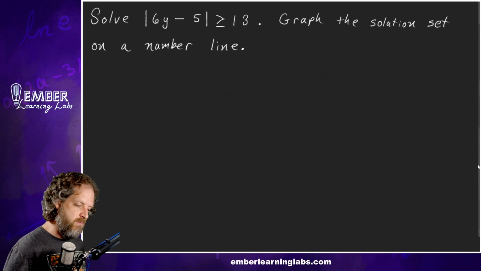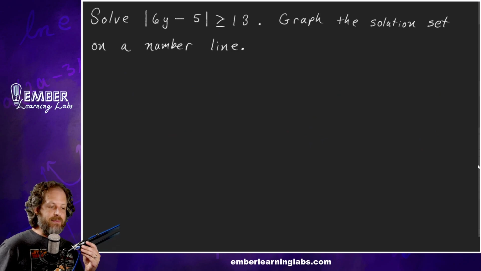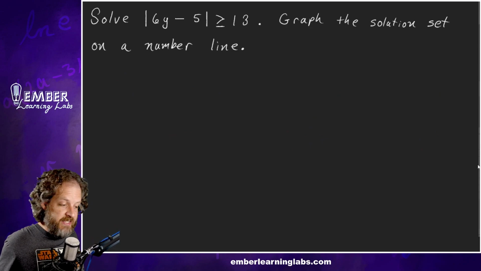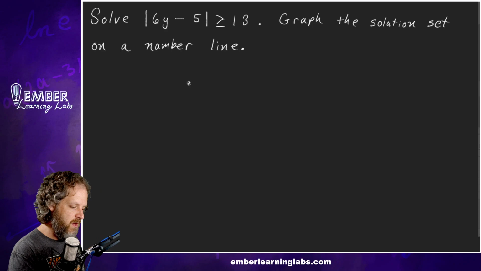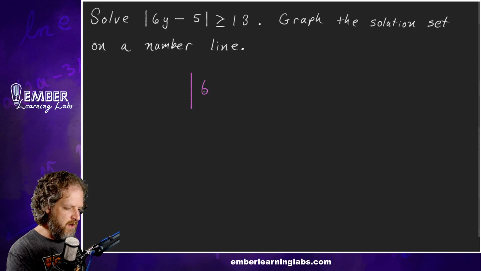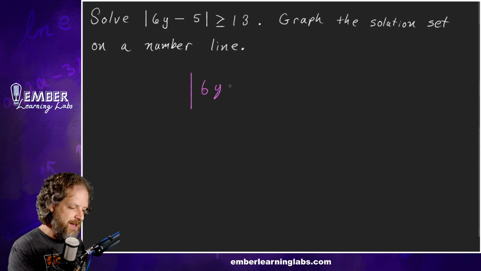Let's do one more. We're going to do a little bit bigger absolute value. Now we're going to do this the same way. I'm going to go ahead and rewrite it. So we've got, absolute value of 6y minus 5, greater than or equal to 13. I don't know why I wrote it so ginormously, but I did.